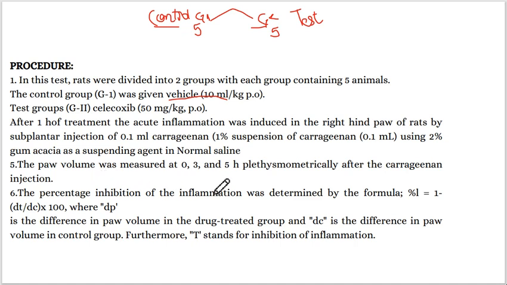The percentage inhibition of inflammation was determined by the formula: % inhibition = (1 - dt/dc) x 100, where dt is the difference in paw volume in the drug-treated group, and dc is the difference in paw volume in the control group. Furthermore, this stands for inhibition of inflammation.